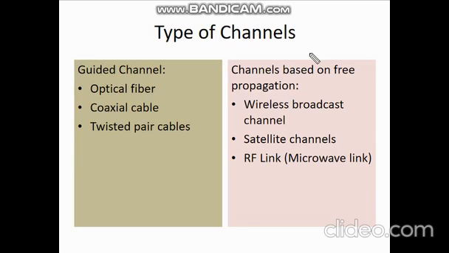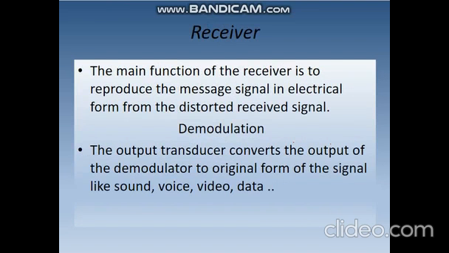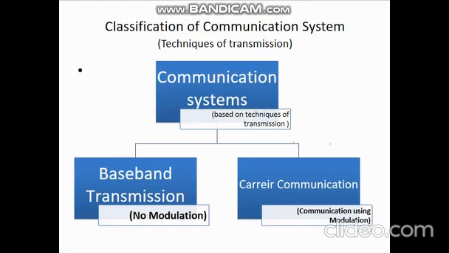Having discussed the different types of channels, noise, and the receiver section, we now discuss the classification of the communication system. On the basis of the transmission techniques, we classify the communication system into two types. One is the baseband transmission system and the other one is the carrier communication transmission system.